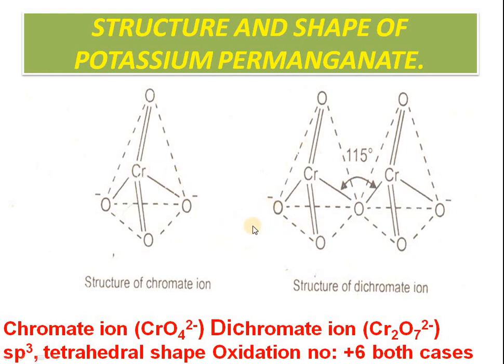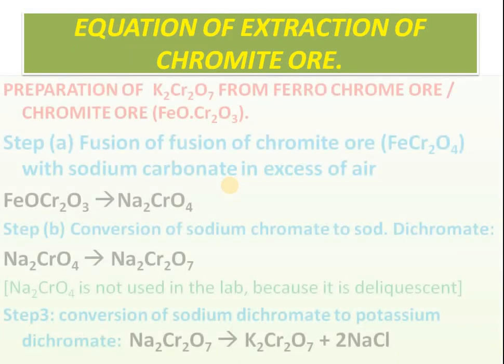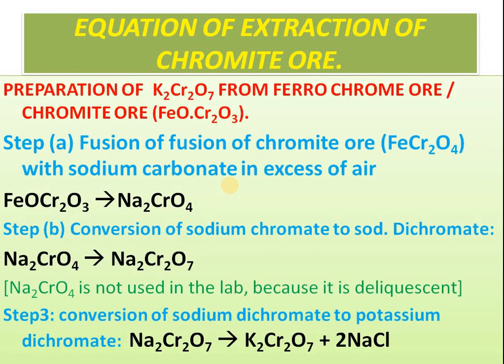So the structure can be asked, you can practice these structures in case any question is asked in the exam. The next question is regarding equations of extraction from the chromite ore. So we need to prepare potassium dichromate from chromite ore. Chromite ore is also known as ferrochrome. Ferrochrome is FeO.Cr2O3. This is another name of chromite ore.